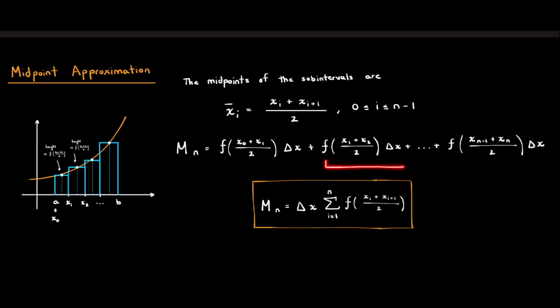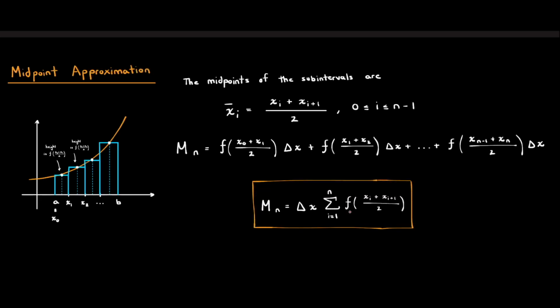Similarly, this represents the area of the second rectangle. The width is delta x, and then x_1 plus x_2 divided by 2 represents the number right in the middle over here. And so we're evaluating the function at this midpoint of the subinterval to define the height. And you keep doing this all the way to the very last rectangle. Again, delta x is constant, so you could factor it out from the sum. And you end up getting this final formula written compactly using sigma notation.